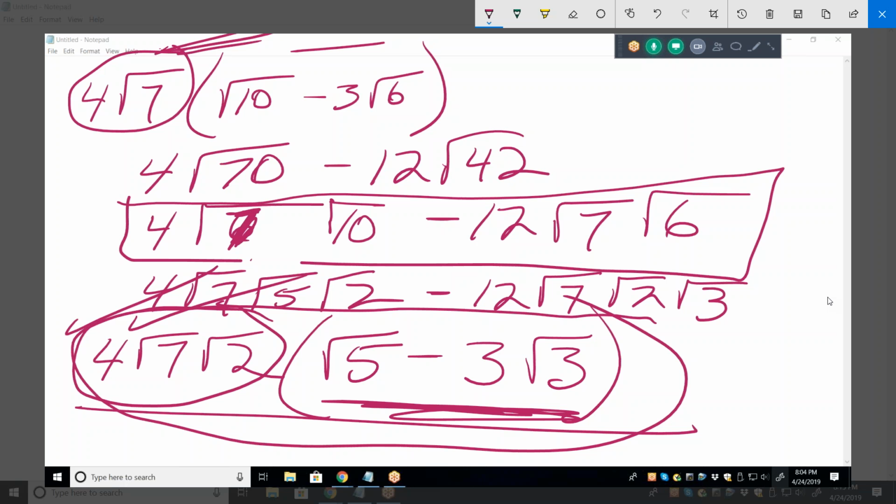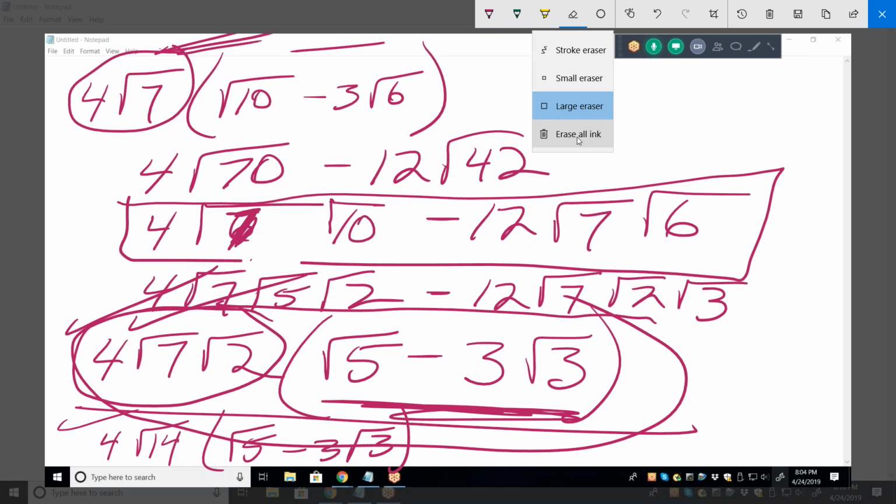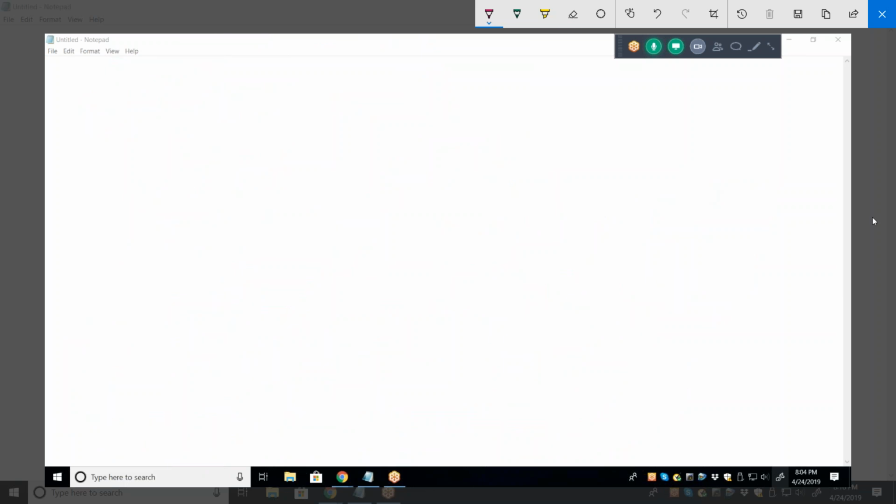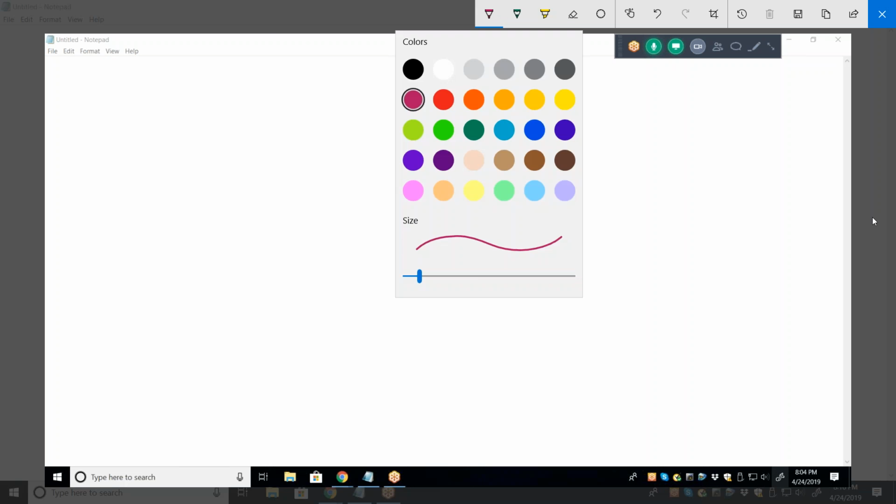I mean, root 7 times root 2 is root 14. So I could do this times all this other stuff, root 5 minus 3 root 3. Maybe they're looking for that. I don't know. Could try that. It's a little different looking. But this is not a particularly good problem if that indeed is the problem, because it doesn't really simplify. What else you got?